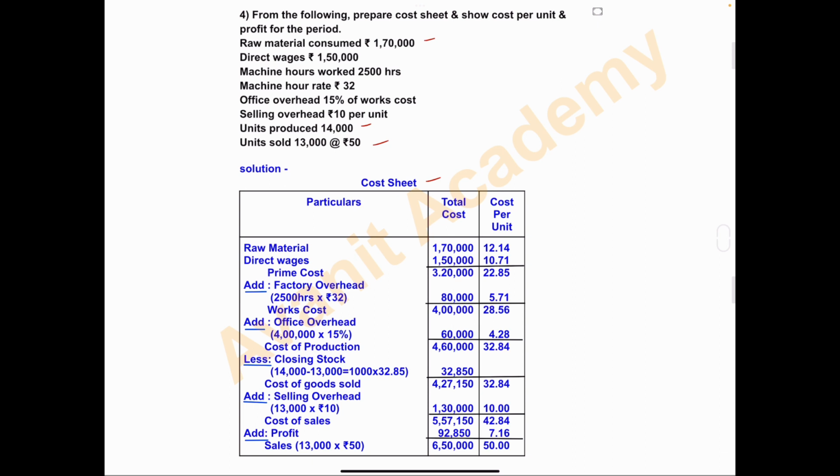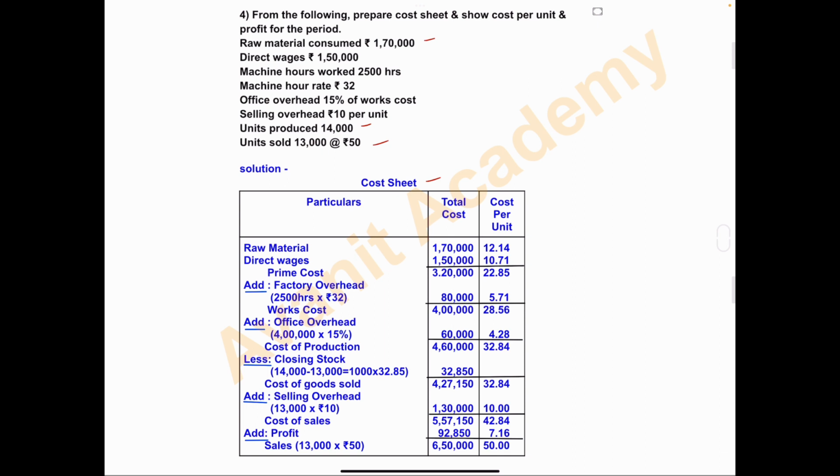Now we have to calculate cost per unit. For that, what do we have to do? 1,70,000 divided by 14,000 to get the cost per unit. Okay, total raw material amount is 1,70,000. If we want the cost per unit, what should we do? 1,70,000 divided by number of units produced. In this problem, the number of units produced is 14,000. So 1,70,000 divided by 14,000 to get the cost per unit. For every item you have to do like this. You have to divide it by 14,000.